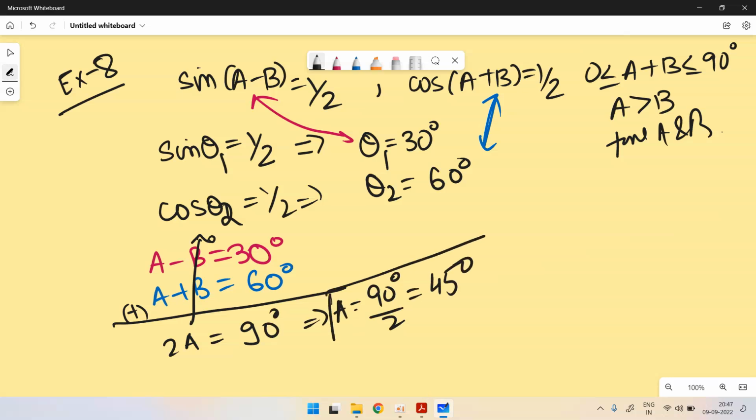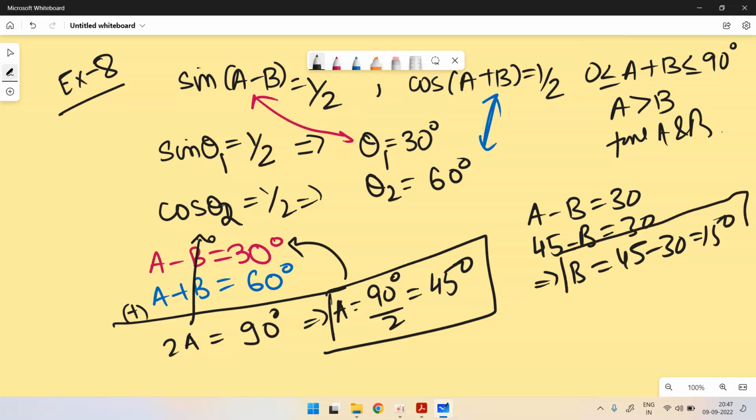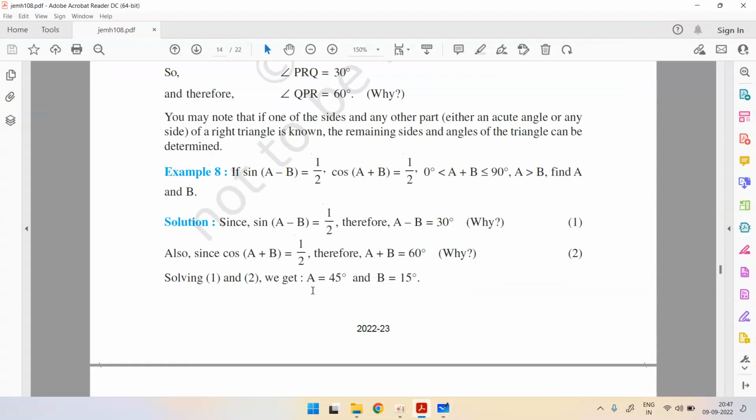So my A is 45 degrees, and if you put this in the equation A minus B equal to 30 degrees, with A as 45 degrees, B is 45 minus 30, which is 15 degrees. So A is 45 degrees and B is 15 degrees. And even from here you will get A is 45 degrees and B is 15 degrees.